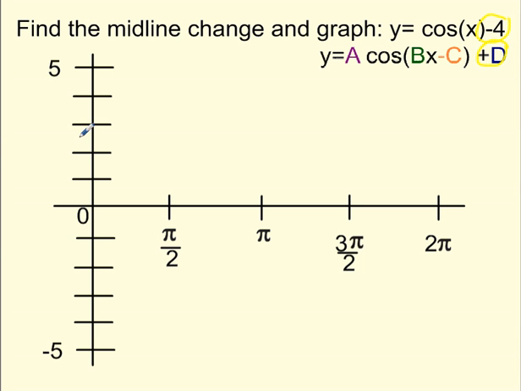So now we're going to draw in our midline. Our midline is supposed to be at -4 because d was -4. So 1, 2, 3, -4 is right here.